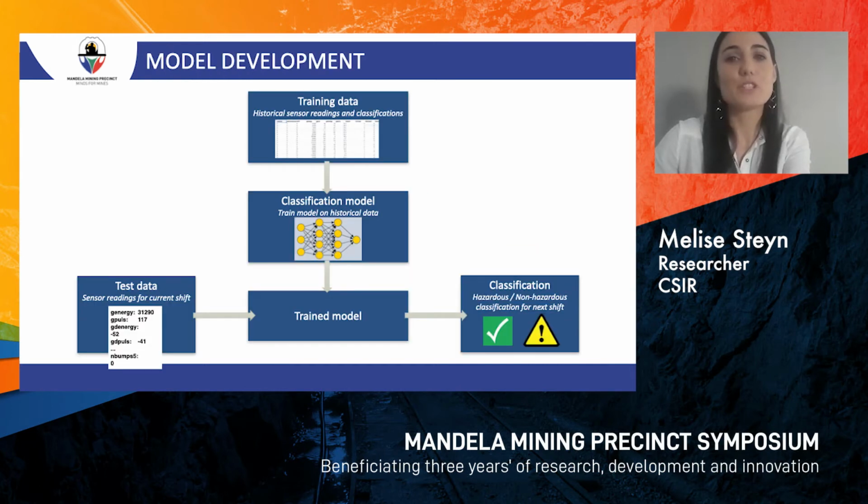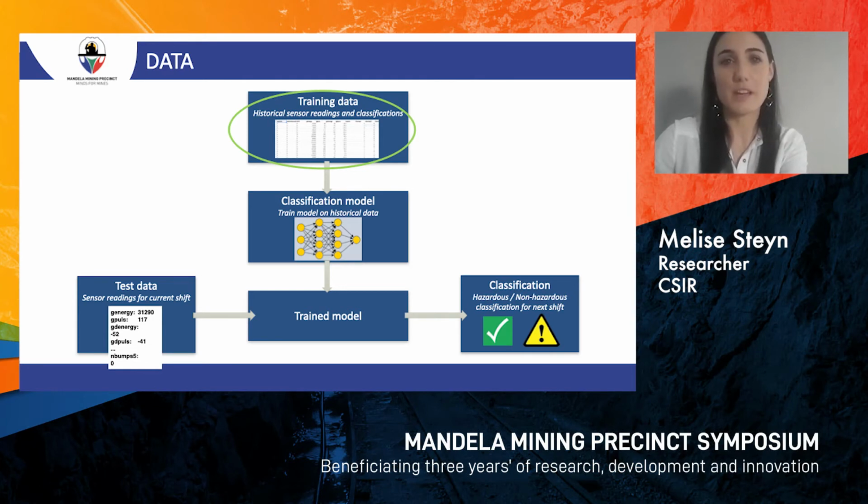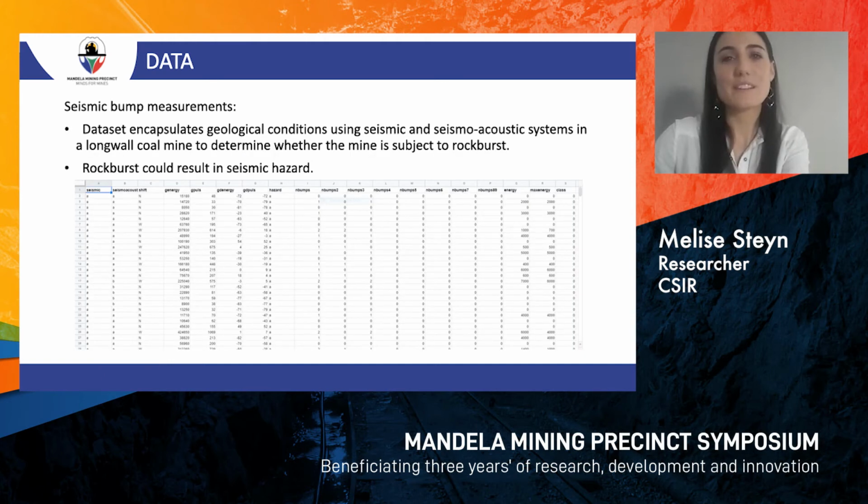So the purpose of machine learning is to develop a model from historical data of the system under study with the aim of making predictions for that particular system from new, previously unseen data. The first step in developing such a model is to gather a suitable data set on which the machine learning model can be trained. We considered a data set containing seismic bump measurements at a mine in Poland. This data set encapsulates geological conditions in a longwall coal mine to determine whether a mine is subject to rock burst, which could ultimately result in a seismic hazard.